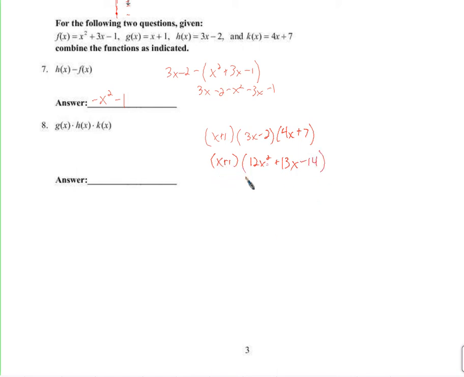Next, I'm going to multiply these guys together. I get an x cubed. I'll just go ahead and distribute it to each individual thing. x cubed plus 13x squared minus 14x. Now distribute the 1. Plus 12x squared plus 13x minus 14. And combine like terms. x cubed, got a squared and a squared there. So plus 25x squared, minus x, and minus 14. That is it.